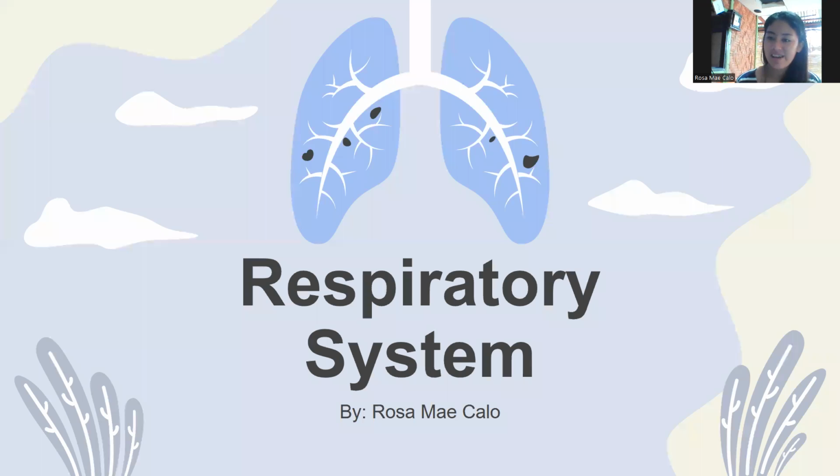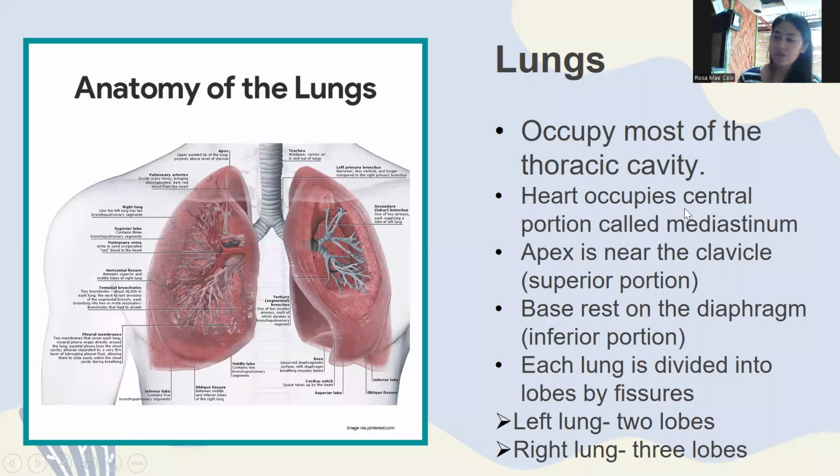Hi everyone, I am Rosa Mikalo and I will be presenting the continuation of the respiratory system, which is the lungs. The lungs are the major organs of the respiratory system and are responsible for gas exchange. The lungs occupy most of the thoracic cavity, and the heart and the lungs work together for gas exchange. The heart occupies a central portion called the mediastinum.